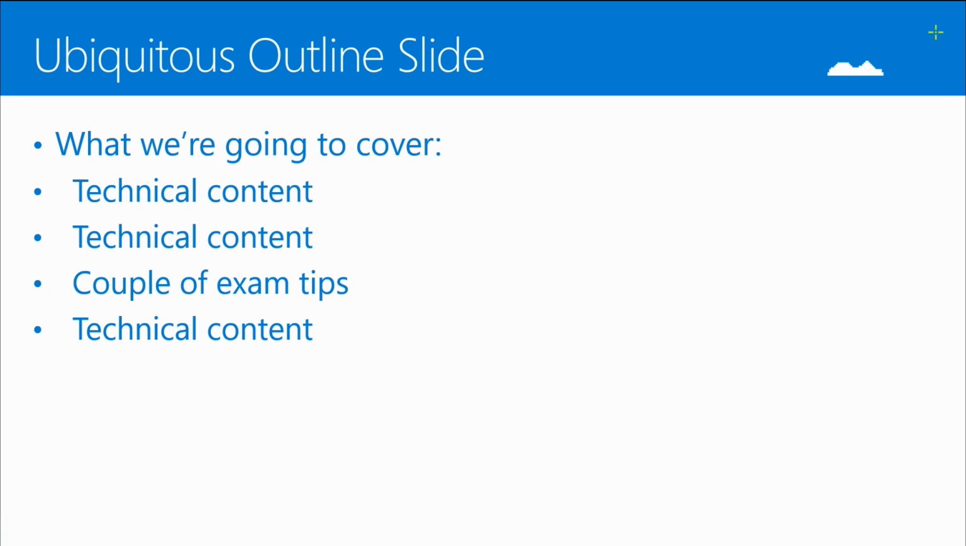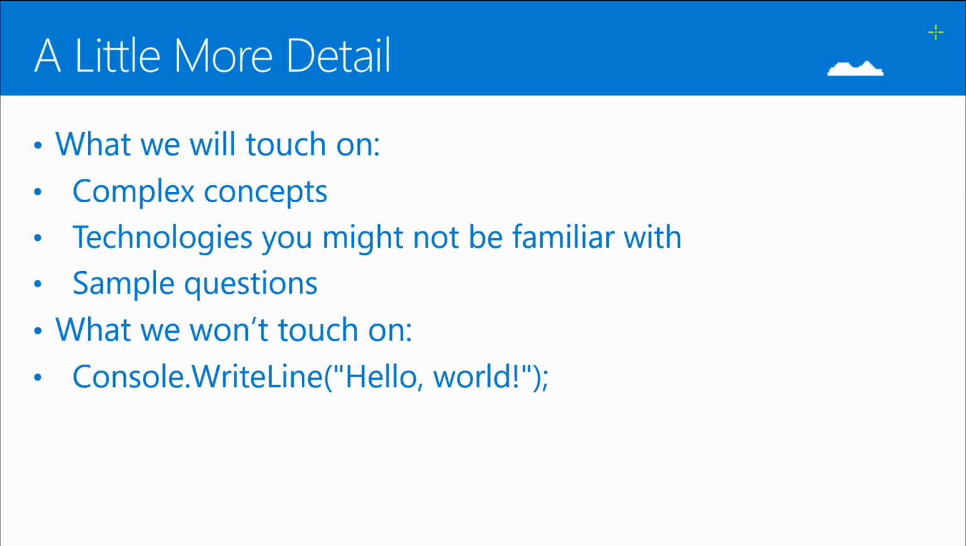Now, we do have the ubiquitous outline slide, which you can see right here. And what we're going to wind up covering is technical content, some exam tips, and technical content. So I'm really going to work to eliminate a lot of fluff from this. And so we are going to then touch on some complex concepts, some technologies that you might not be familiar with, and some sample questions. Now, there's two big things that we won't touch on. One which is listed on this slide, which is things like console write line.